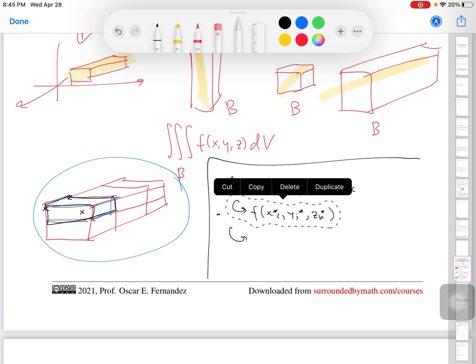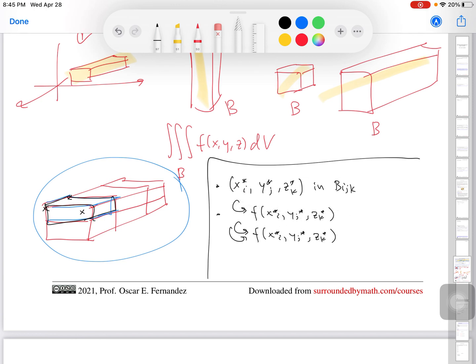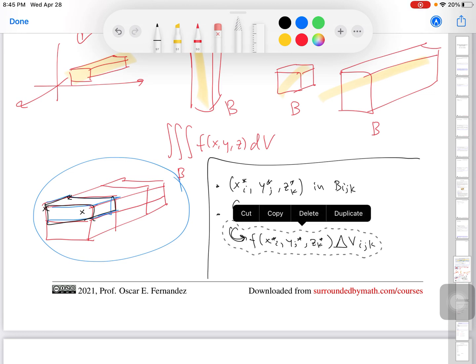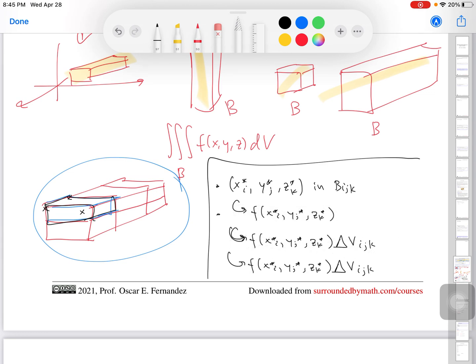So I'm just going to duplicate this, save some time, and maybe put it over here. So we multiply that output by the volume of this subrectanguloid. And then we add all of those different quantities across all of the subrectanguloids. And that produces, in this case, a triple Riemann sum. So I'm just going to move this over and write out that triple Riemann sum.